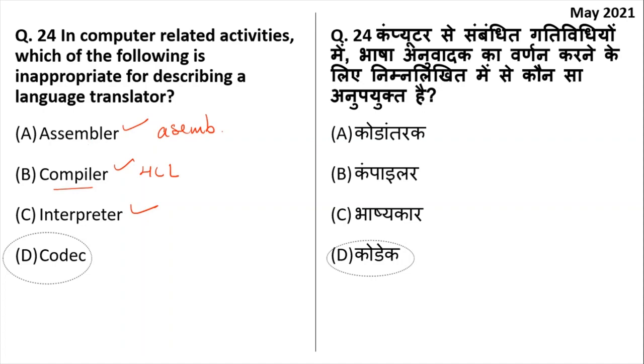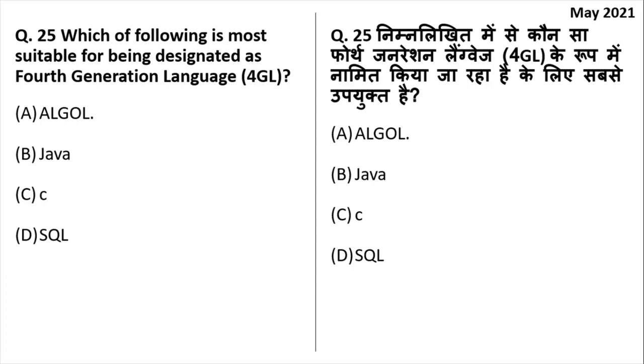A very important question. Which of the following is the most suitable for being designed as fourth generation language? So the fourth generation language is Java. So here the right answer is option B.